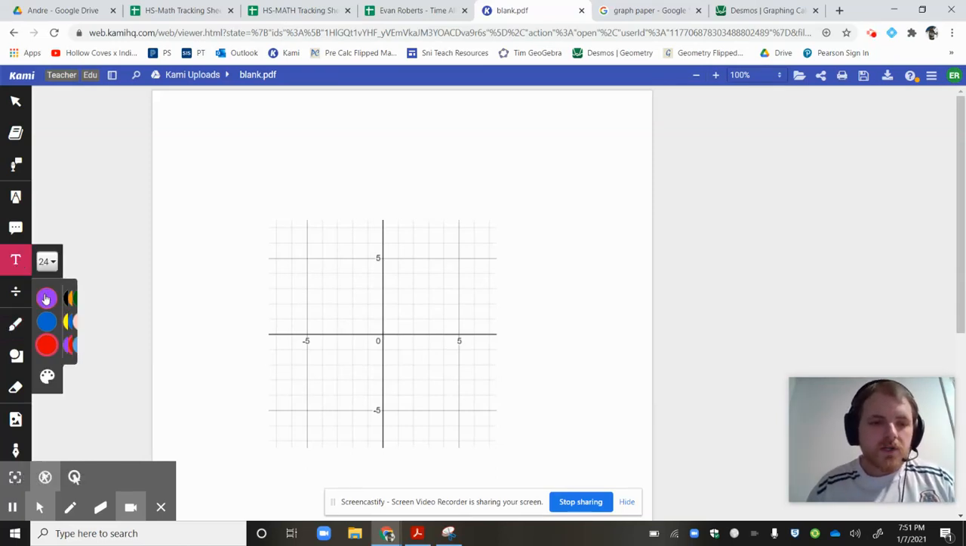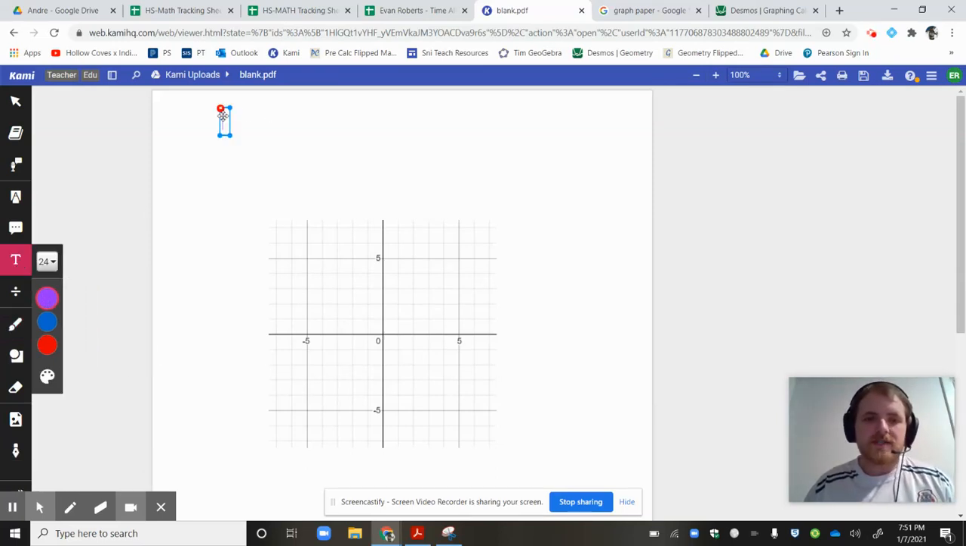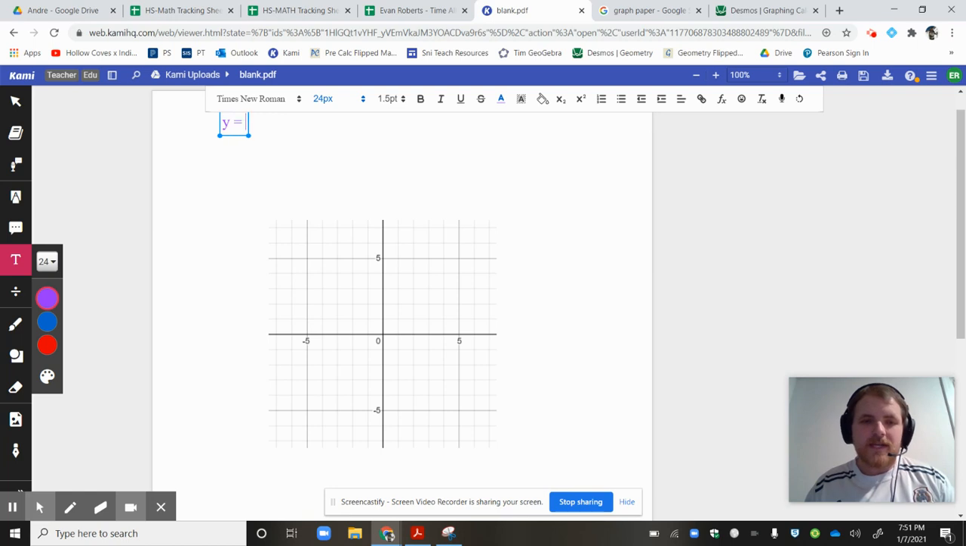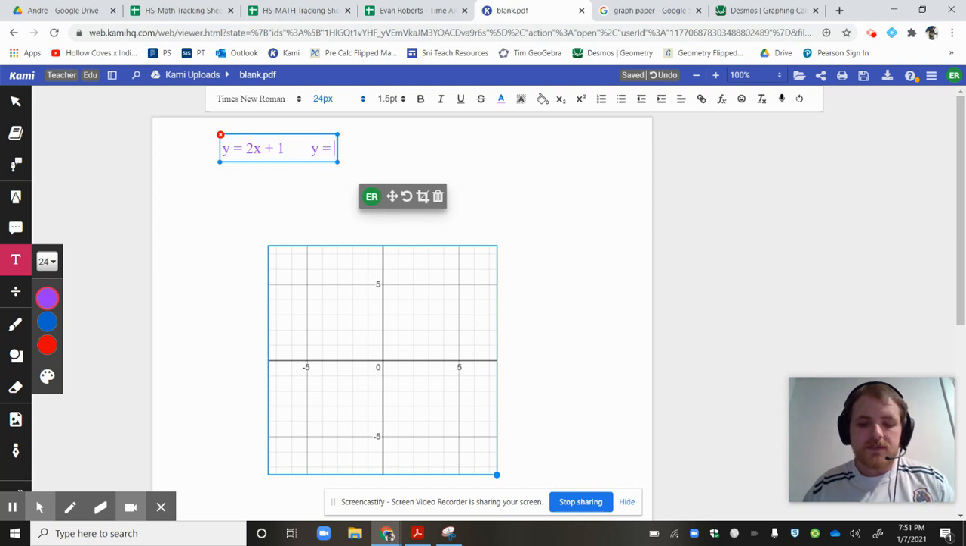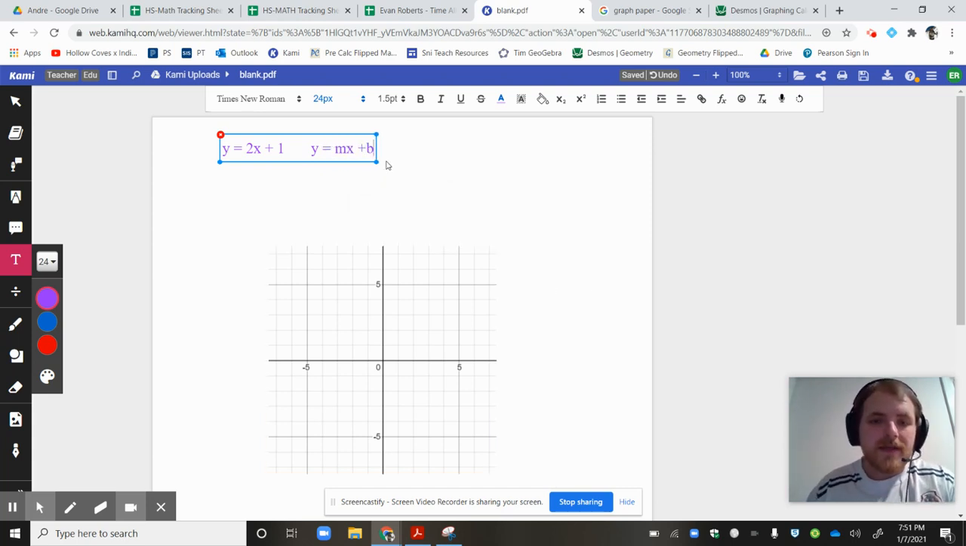Alrighty, so we are trying to graph equations when we are given a line. So let's say we had 2x plus 1. This form is really helpful because it's in this form known as y equals mx plus b. That specific name is called slope intercept form.